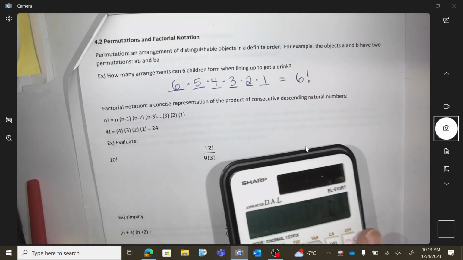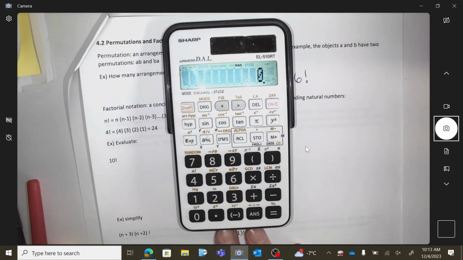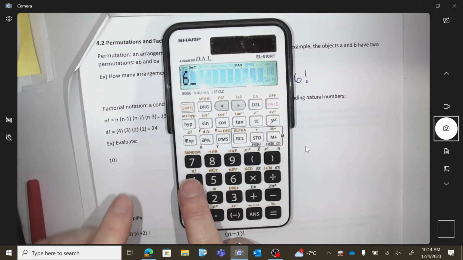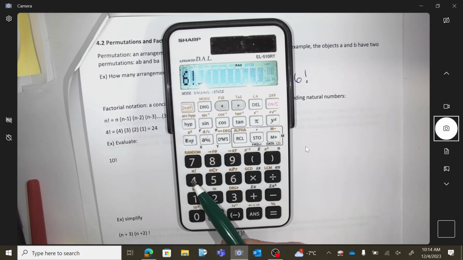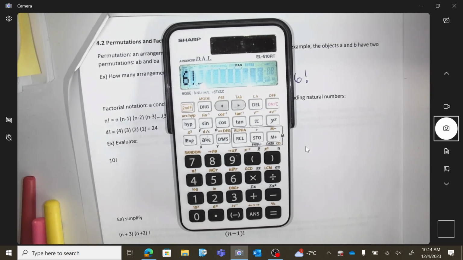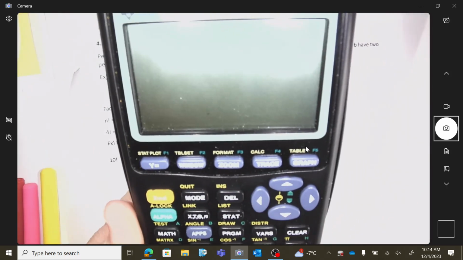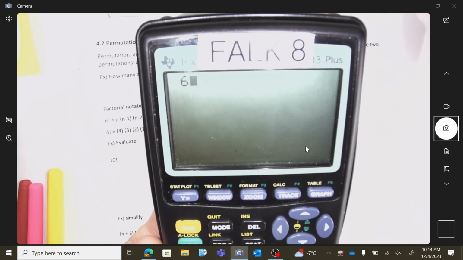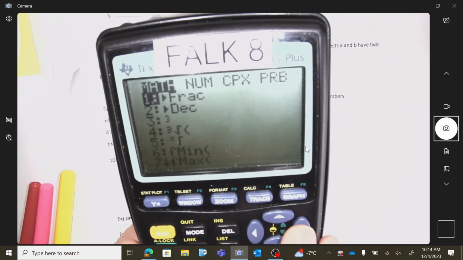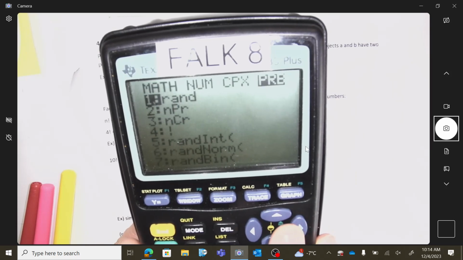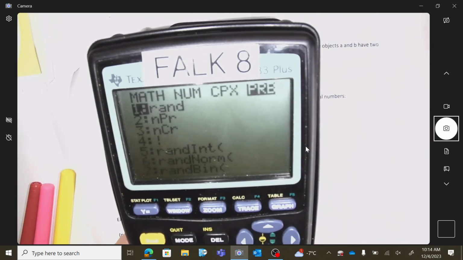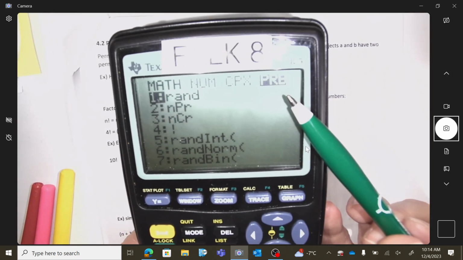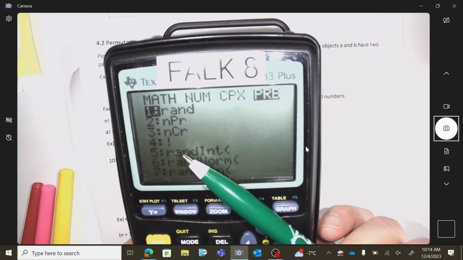So this is my regular calculator. I can do it quickly. I just go 6, second shift, the exclamation. On this calculator, here's where your buttons are. You have to push 6. Then you have to push the math button. Then you have to go to the probability. So math button, probability, exclamation.